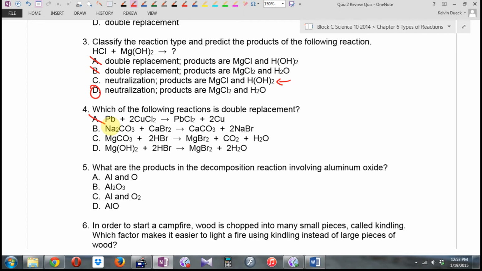Okay, so now I'm looking to see if they swap partners. Everything else has 2 things plus 2 things, 2 things plus 2 things, 2 things plus 2 things. Here, the Na should combine with the Br, and the Ca combine. Okay, maybe it's that one. Let me check this next one. I see the Mg combining with the Br and the CO combine. Oh, you know what? This has got 3 things. That can't be right. I should have looked at that right away. You know what? D is an acid-base neutralization. So it is B.